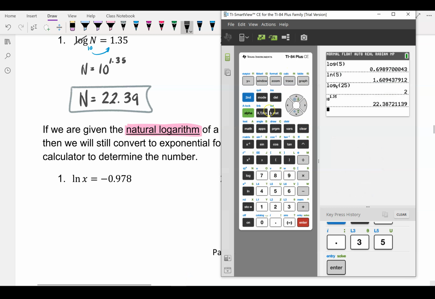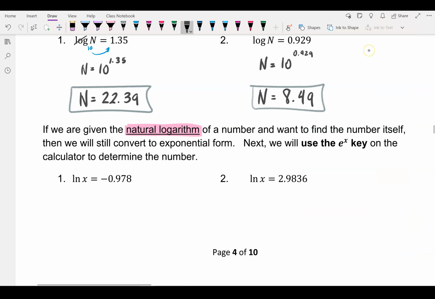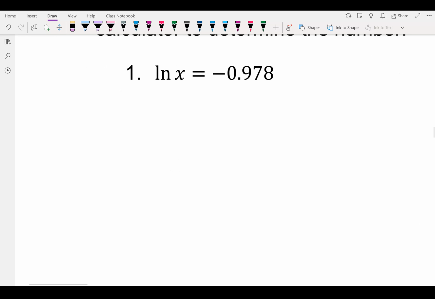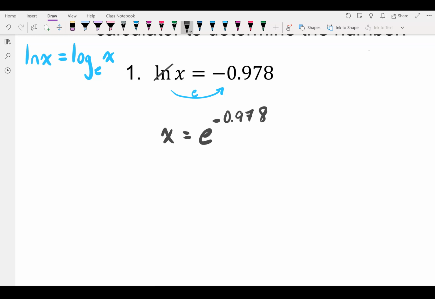For your TI-84, same story. Second ln, you got your base e, Bob's your uncle. And as a reminder of why it works, let's not forget that there's actually a base e on the ln, okay? It's log base e of x. So ln of x is log base e of x, which we can bring the e to the other side as a base and cancel the ln. So you put that in your calculator using the function that I showed you, and you should find out very quickly that this answer is 0.38.